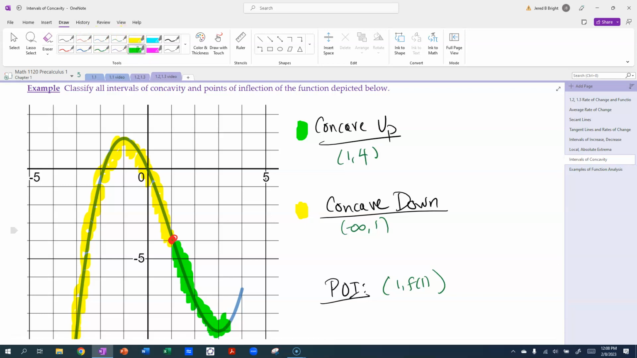So let's finish that there. So we have concave up on 1 to 4. Again, interval notation, concave down, -infinity to 1. Again, interval notation, and then point of inflection where it changes. Okay. So there we go. We have points of inflection as well as concave up, concave down, ready to add to our arsenal of function properties based on their graphs.